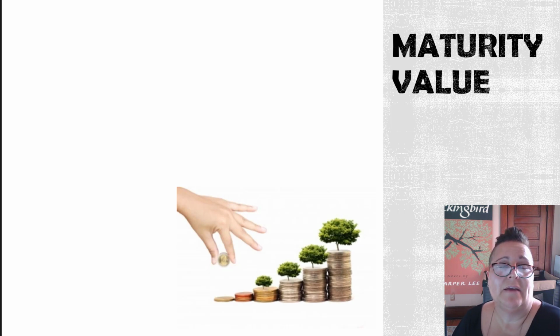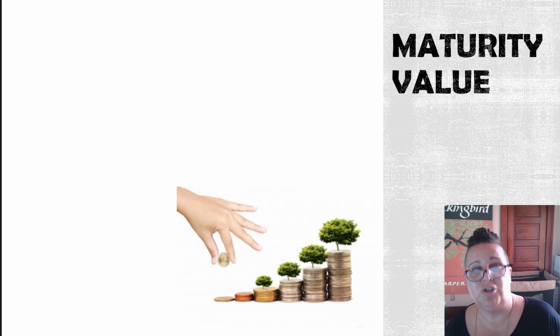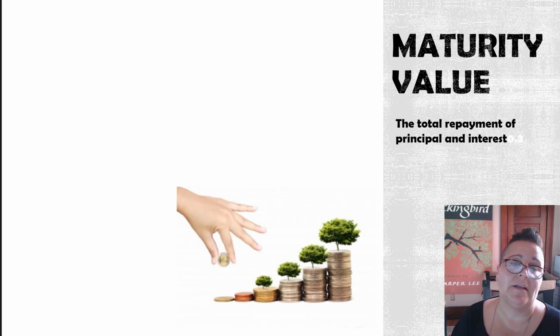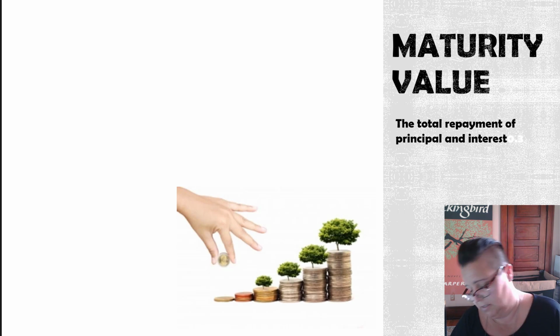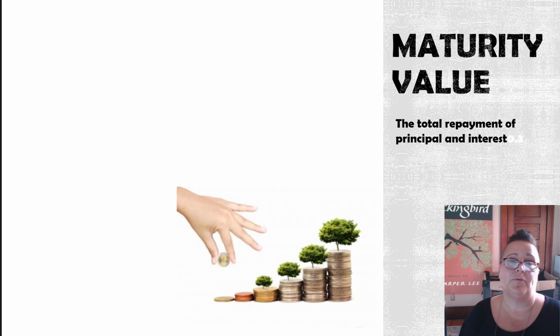One of the last things we have to talk about today, at least, is maturity value. Maturity value is just what we call the total repayment. That is the principal plus the interest. We've done it already here along the slide. We've called it the total repayment. We have simply added the principal and the interest together.